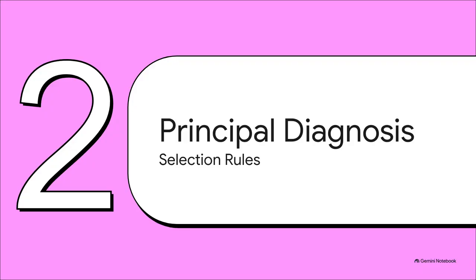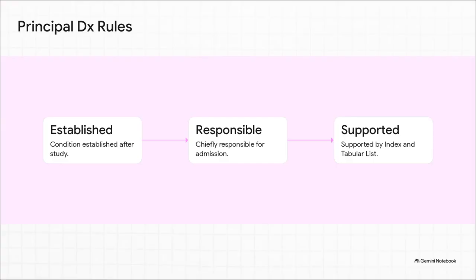Right, moving on to section 2. Principal diagnosis selection. In the hospital inpatient setting, the principal diagnosis is everything. It's the most powerful position on the claim, and it heavily impacts reimbursement and severity of illness. So how does respiratory failure earn that coveted #1 spot? Well, the guidelines give us a very clear 3-step checklist. Step 1, the condition must be established after study. Step 2, it must be chiefly responsible for occasioning the admission. And Step 3, the selection has to be supported by the alphabetic index and the tabular list.